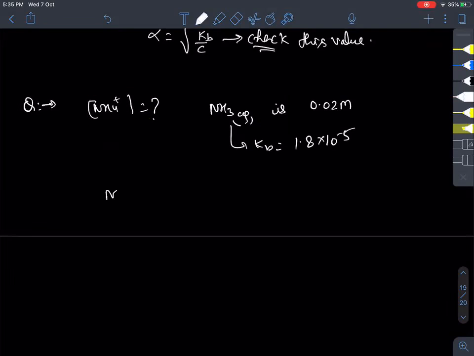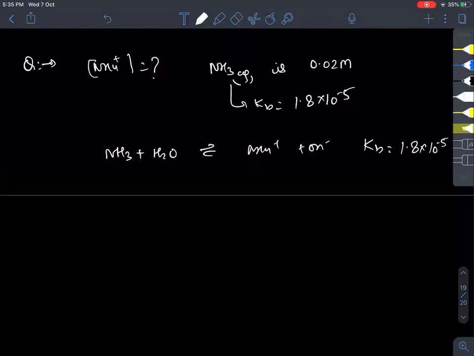Again, ammonia plus water forming ammonium ion plus OH minus. The value of Kb is given to us. Now, the way we did it, C(1 minus alpha), C alpha and C alpha, I'm assuming alpha is less than 0.05, then alpha value is root over Kb by C. Let us calculate this. Kb is 1.8 into 10 to the power minus 5.